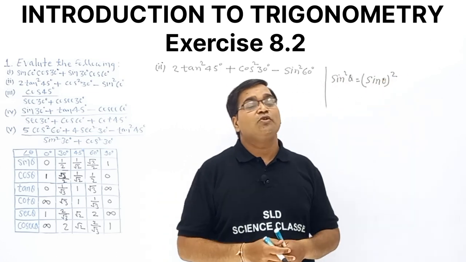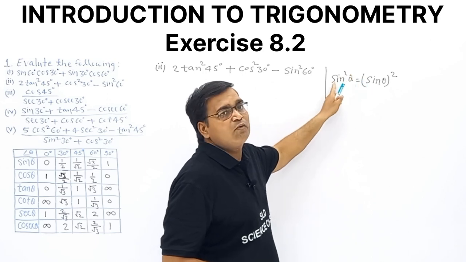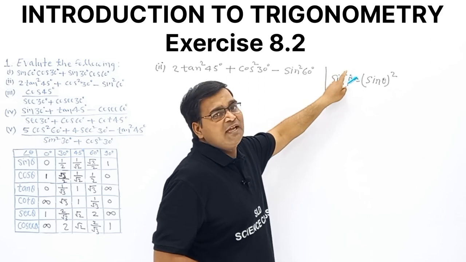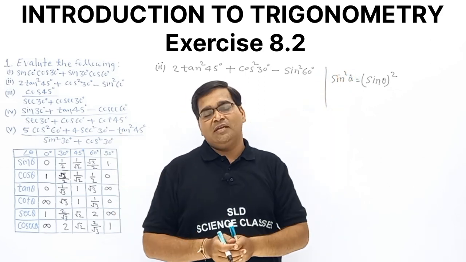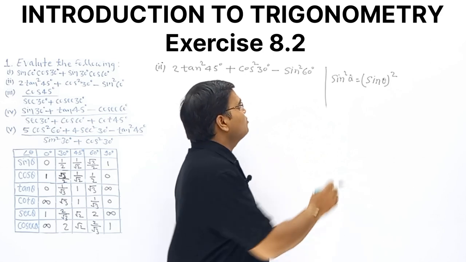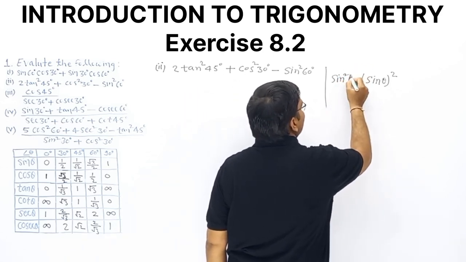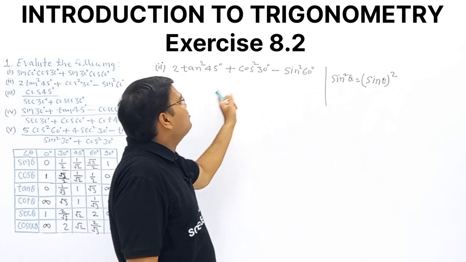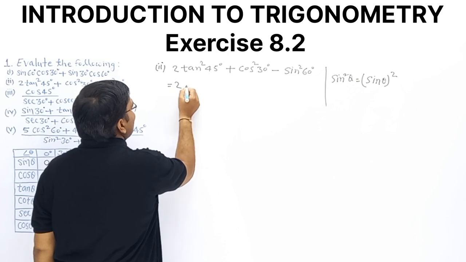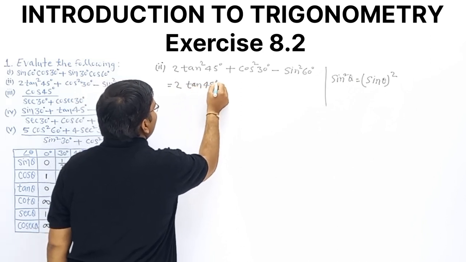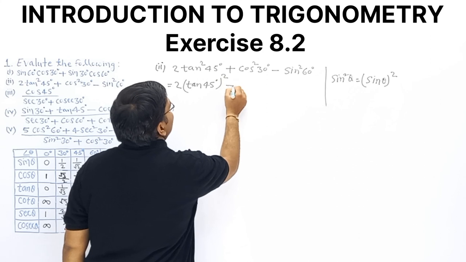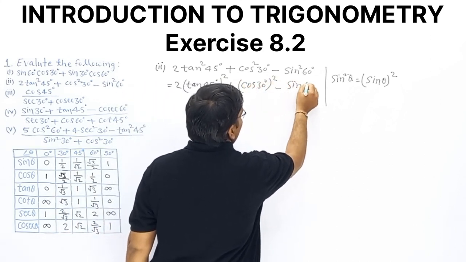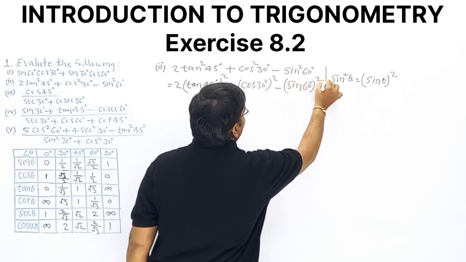If trigonometry ratios are in this form, sin square theta, cos square theta, tangent square theta, then this square, what is the meaning of this one? Its meaning is that trigonometry ratios whole square. So this sin square theta can be written as sin theta whole square. So first we should know this one, then we can solve this one. So this can be written as 2 times tangent 45 degree whole square plus cos 30 degree whole square minus sin 60 degree whole square.